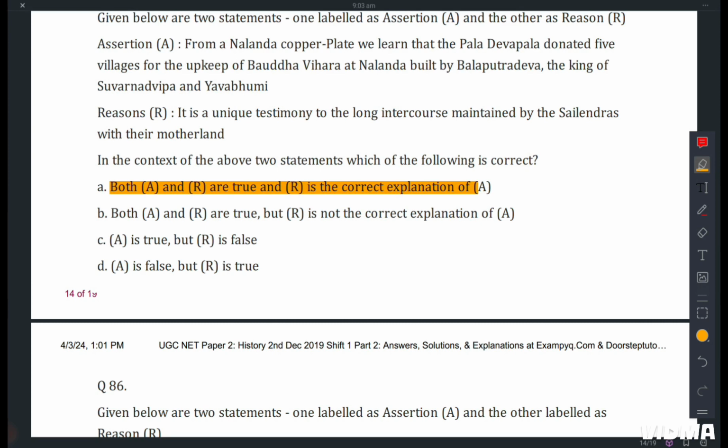Complex है इसका. Okay. And the reason, जो unique testimony है, long intercourse between Shailendras with their motherland, it is the correct reason. Okay. Because they have maintained their ties and their relations with India.